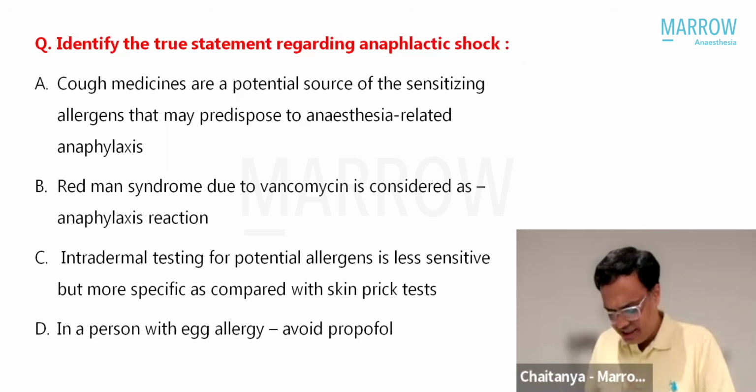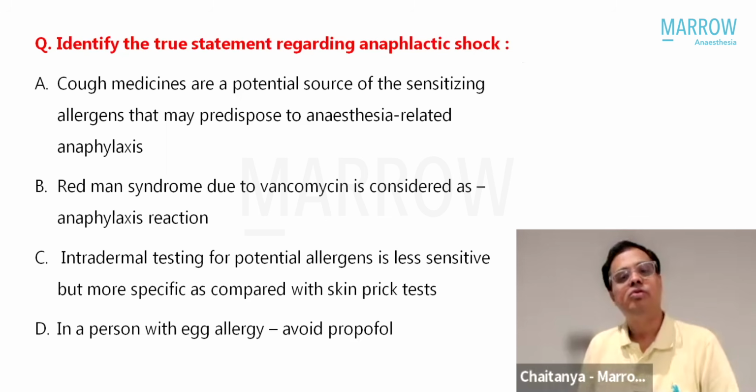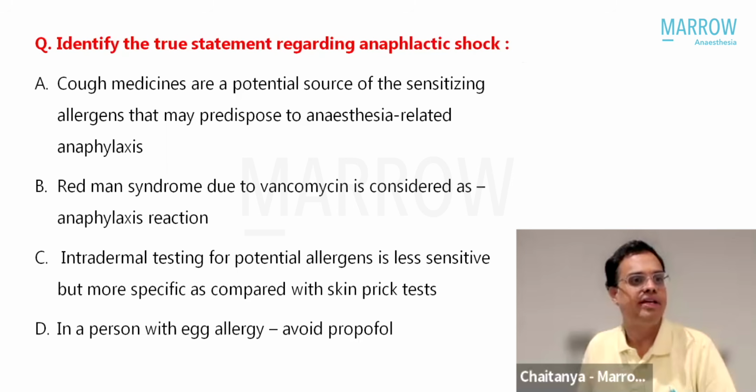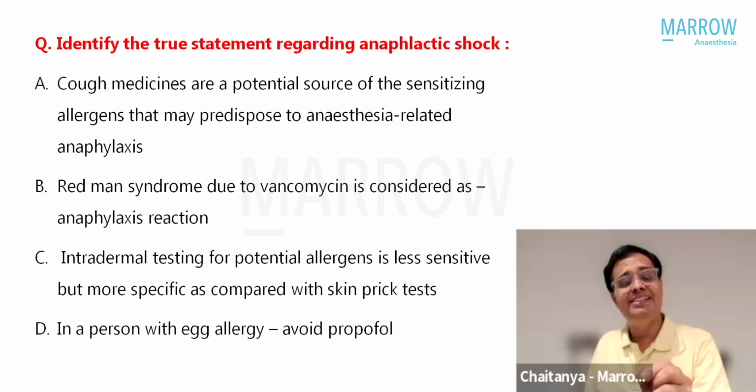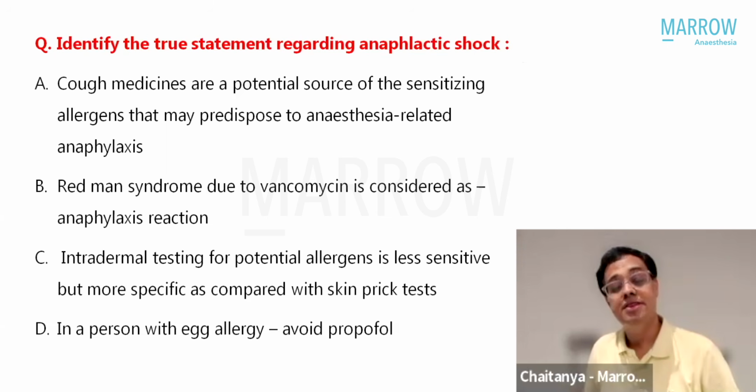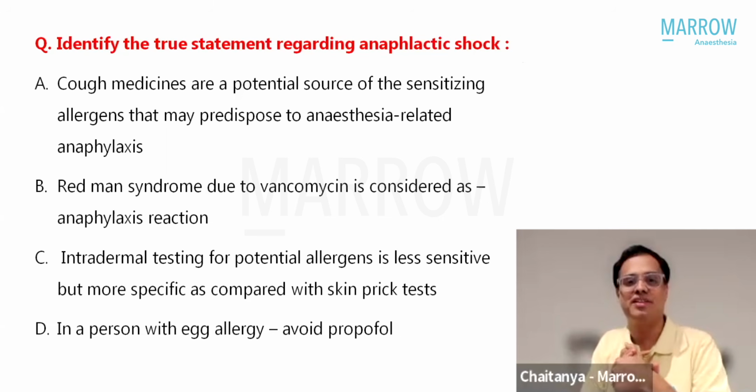Why is it not C, as many of you are reading? The same line has been written: first is antibiotics, second is muscle relaxants, the third one is chlorhexidine, the fourth one is local anesthetics. Yes, Dr. Pratik. Intradermal testing for potential allergens is more sensitive, not less sensitive. More sensitive, but not specific. The line saying less sensitive is one I picked up from the textbook.